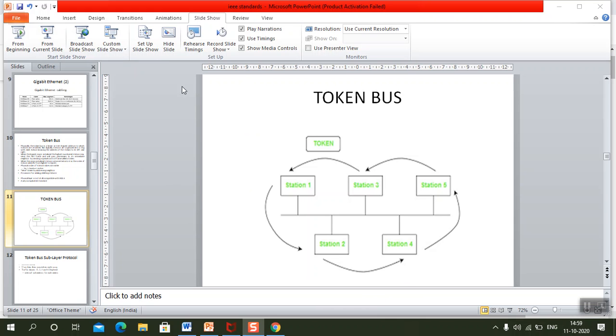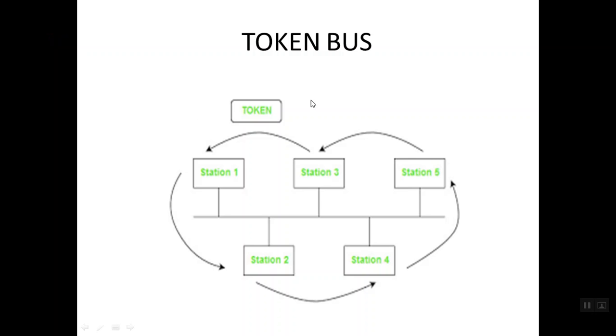You can see in this figure what a token bus is. In this token bus, physically all machines are connected to a linear cable. Station 1, station 2, station 3, 4 and 5 are connected to this linear cable.